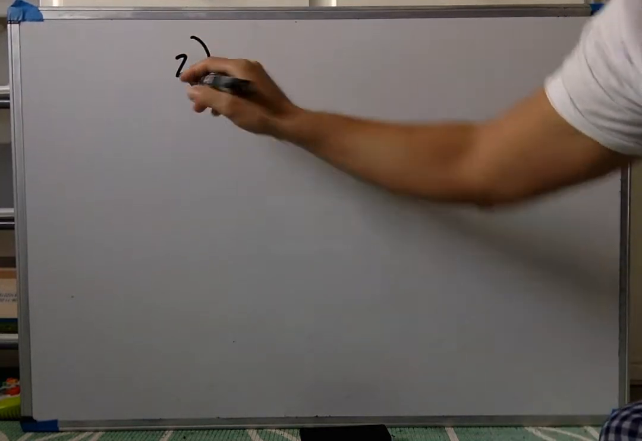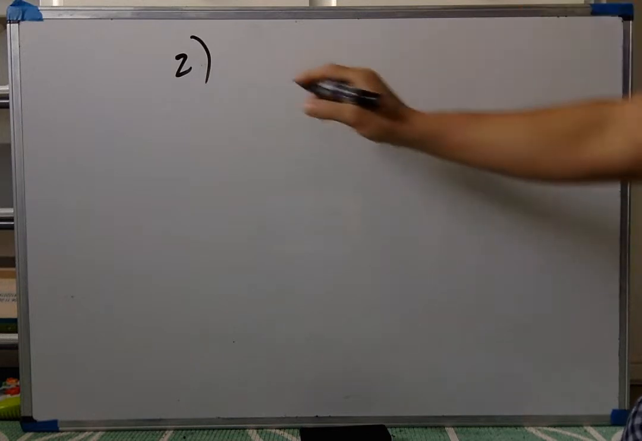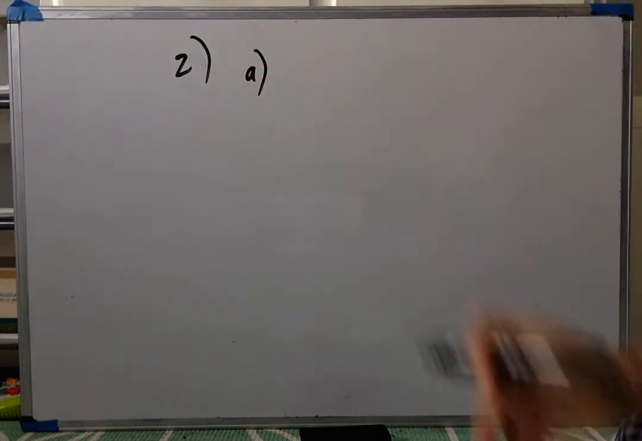Okay, number 2. A company manufactures ball bearings for precision machines. The average diameter of a certain type of ball bearing should be 6.0 millimeters. To check that the average diameter is correct, the company formulates a statistical test. Okay, interesting question.